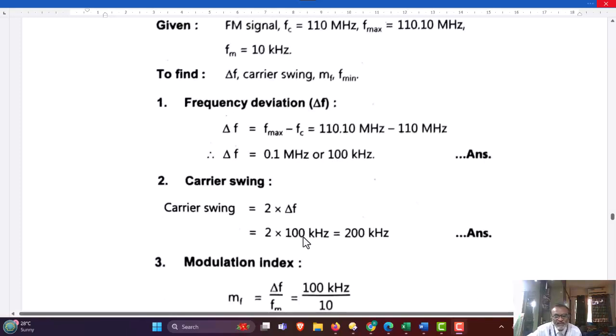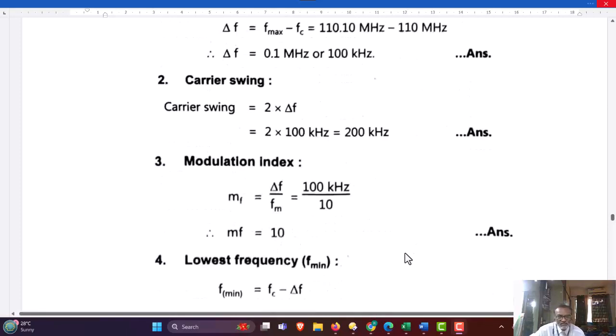Carrier swing is nothing but twice delta f. So delta f here is 100 kilohertz. So the maximum variation, carrier swing, is twice of 100 kilohertz, that is 200 kilohertz. Modulation index MF is delta f by Fm. So 100 kilohertz by 10. So modulation index is 10.